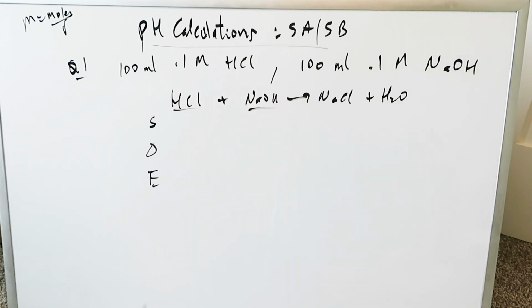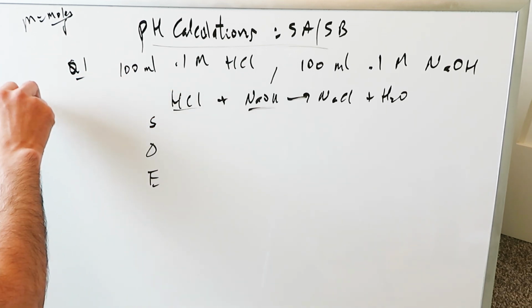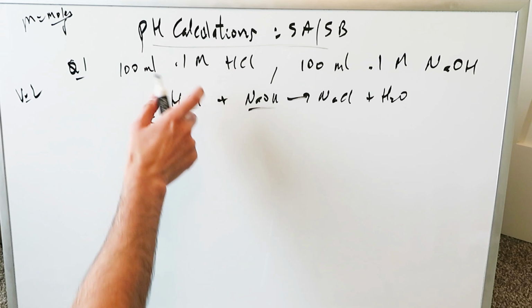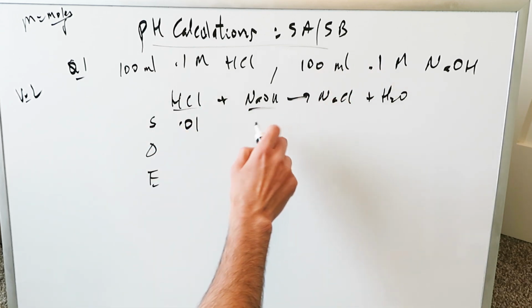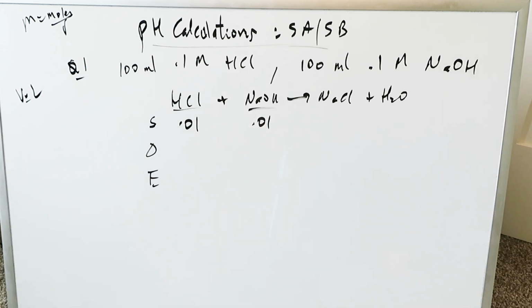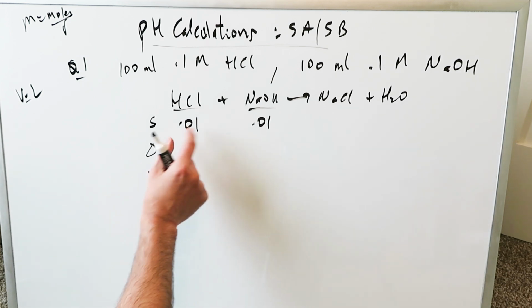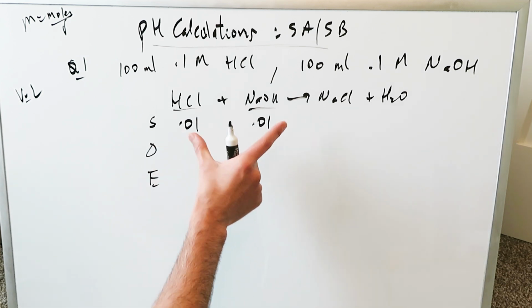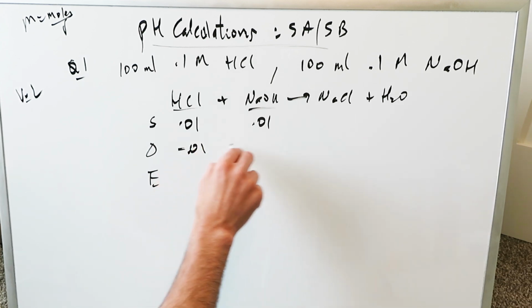You want to be thinking about moles, and moles is always equal to molarity times your volume, and volume is always in liters. You have 0.1 times 0.1, that'll be 0.01 moles HCl. You have 0.1 times 0.1, you'll have 0.01 moles NaOH. When you have equal amounts, you know everything neutralizes, but we have to mathematically prove that, because we're not doing any assumptions. You're starting out with 0.01, 0.01, they hit each other, they neutralize each other, and you get water. You neutralize it all.